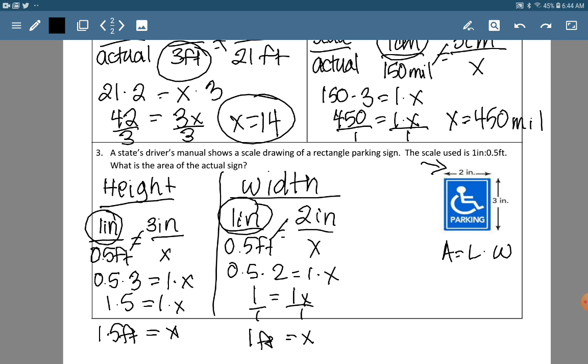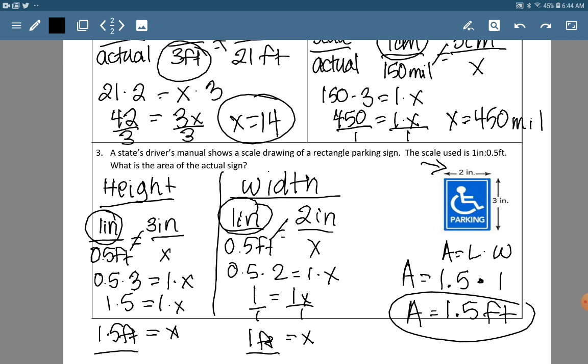But remember, it didn't just ask for the length and the width. It asked for the area. So these numbers that I found, I'm going to plug into my area and figure out what the actual area of that sign is. So if I plug in this information, area will then be equal to 1.5, which was my length, times 1, which was my width. When I do 1.5 times 1, my area of this sign is 1.5 feet. And that answers the question.